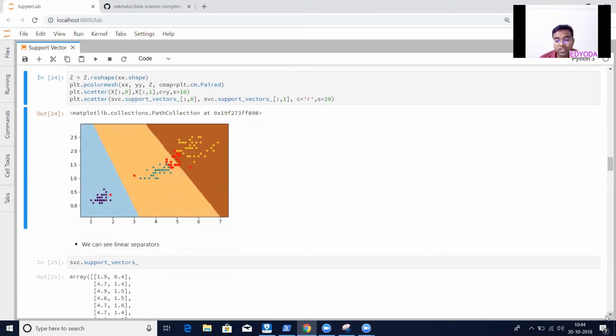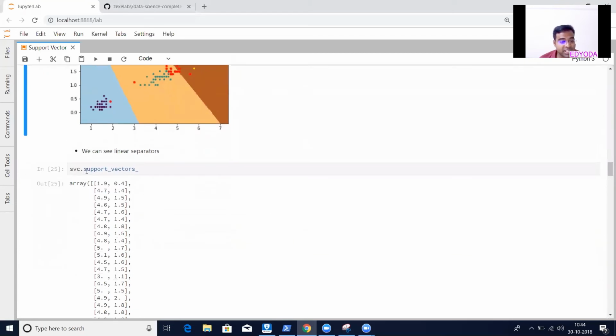If you want to see all the support vectors that are used, it is svc.support_vectors_. The rest of the points are not considered in creating the decision boundary. So this is your linear kernel. You're trying to predict a line in the case of 2-dimensional data. Of course, if it is higher dimensional, then you will predict a plane.